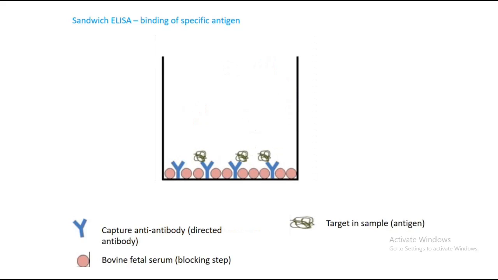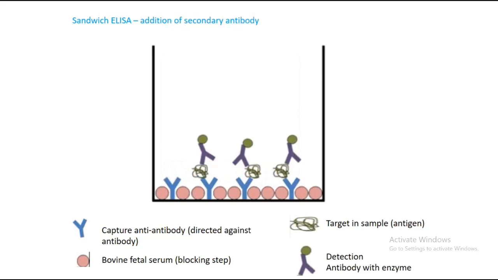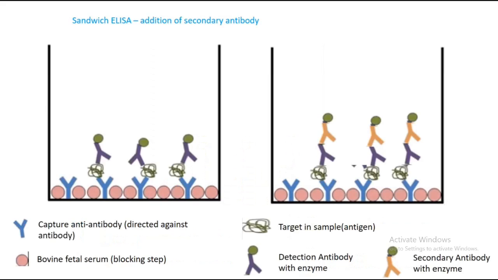The next step is to add a detection antibody. Okay, so at this point the capture antibody was just to isolate the target. Now the detection antibody is going to be used for quantification purposes. So the detection antibody is added, in this case, it's already attached with an enzyme. Okay, and the next step is simply add your substrate and you get a color reaction.